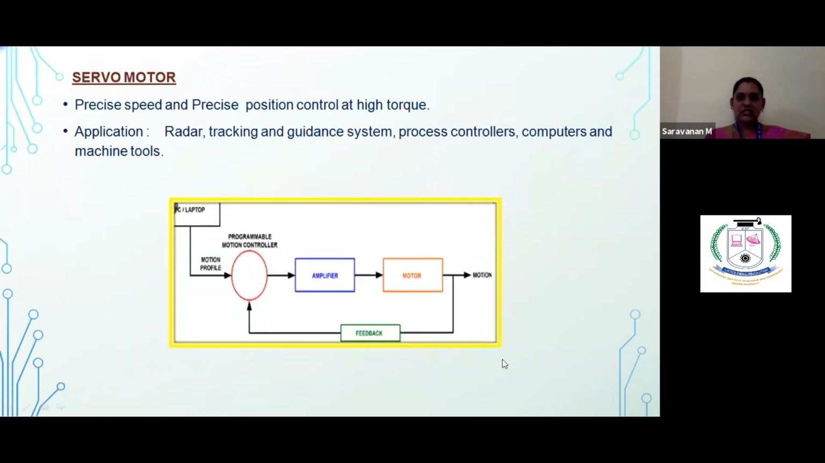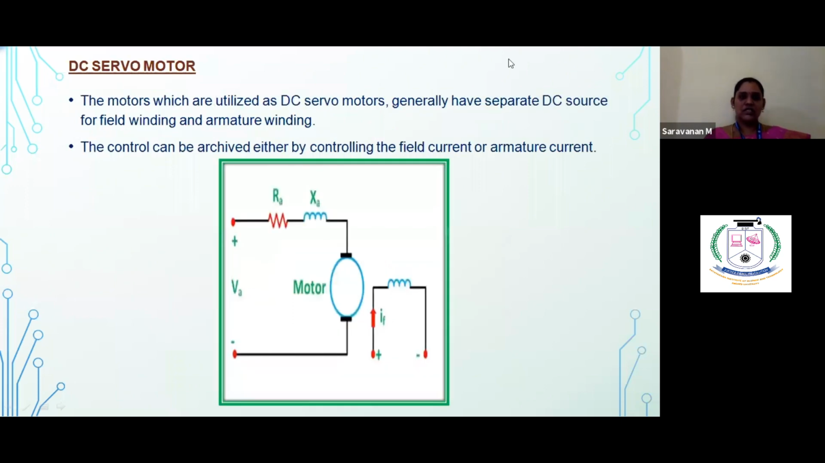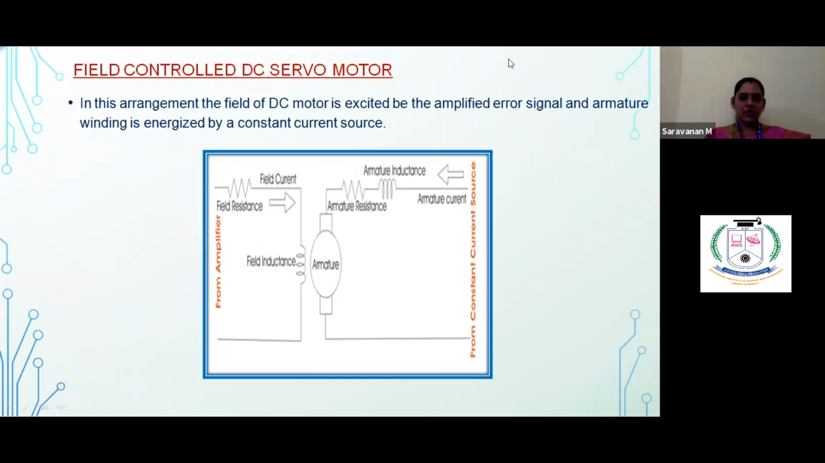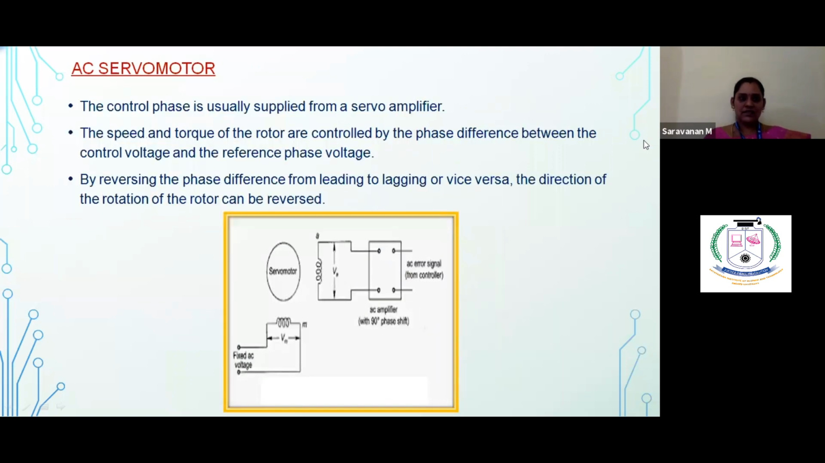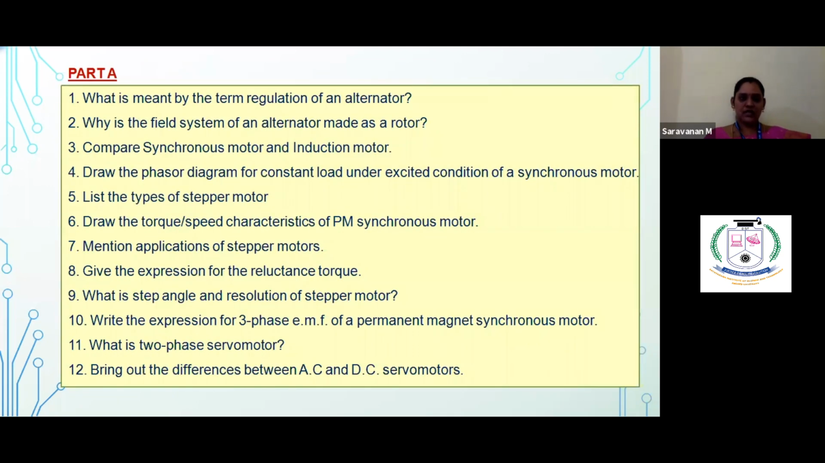Okay. Next is your servo motor. Servo motor is very simple. You might have already studied the DC motor. In that motor, we have two important parts: field and armature. When you make your motor operate in a closed loop, you call it a servo motor. So DC servo motor has field control, and AC servo motor has armature control. Okay, so these are very important things. And the next thing, AC servo motor is also given, and these are the partly important questions for your unit 5.